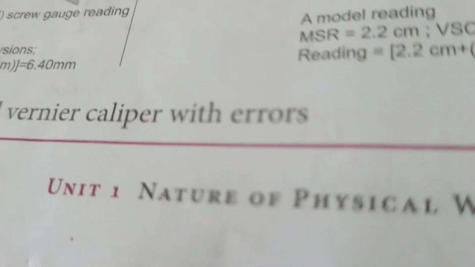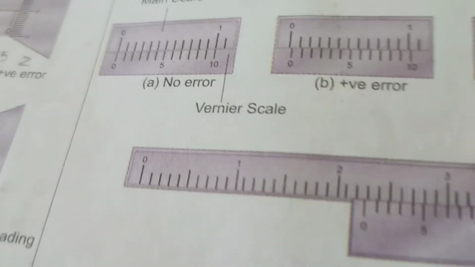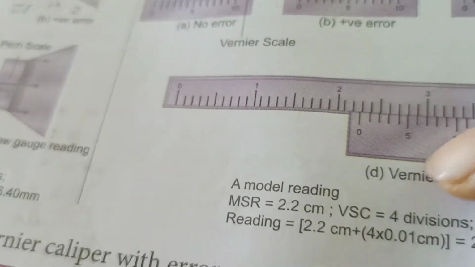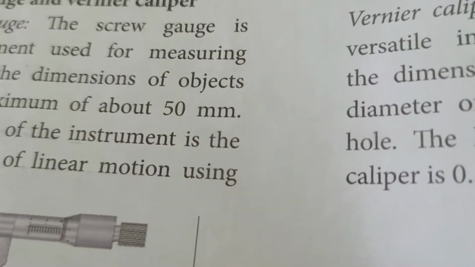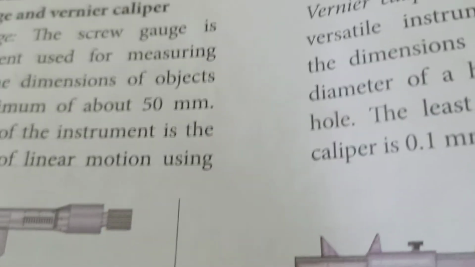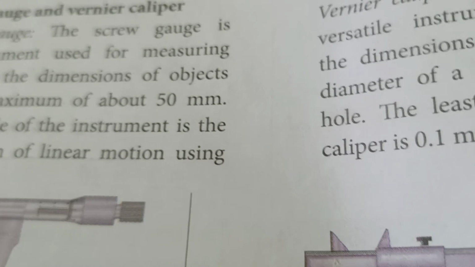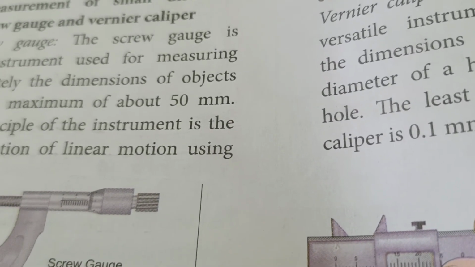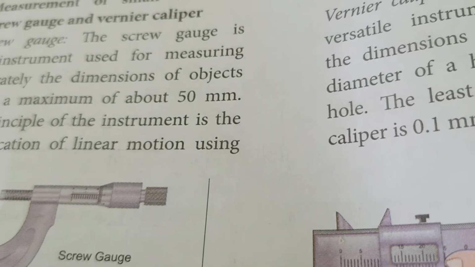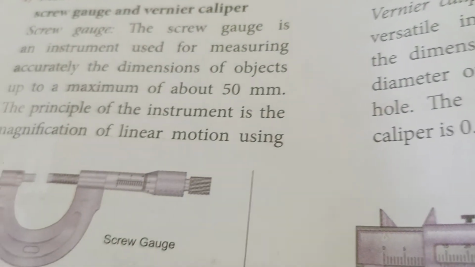Okay. So this is the vernier scale reading. This is the vernier scale, and this one is the main scale. So the vernier caliper is an instrument for measuring the dimensions of an object, namely the diameter of a hole or the depth of a hole. The least count of the vernier caliper is 0.1 mm.